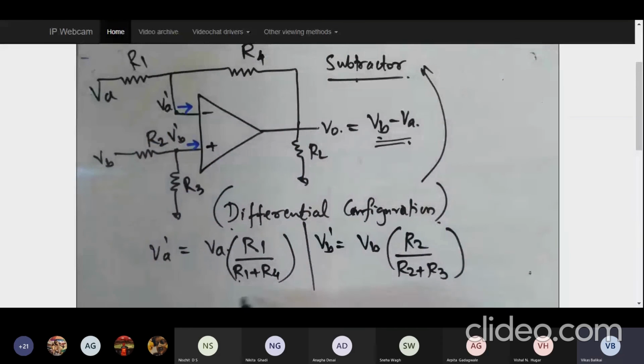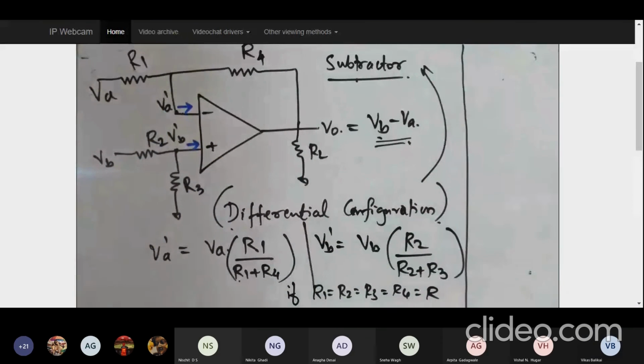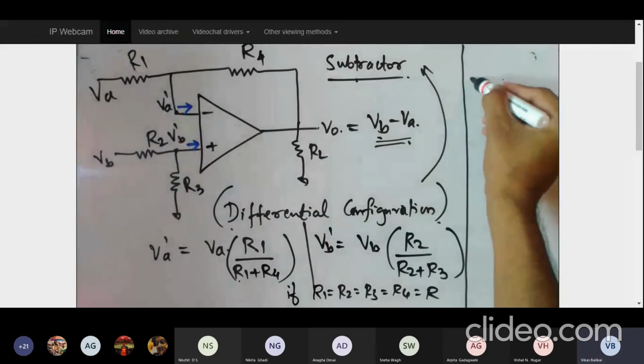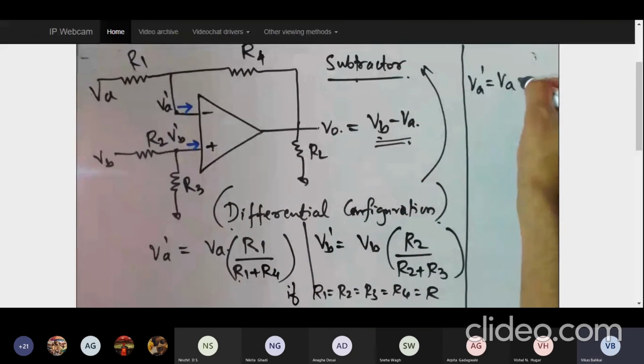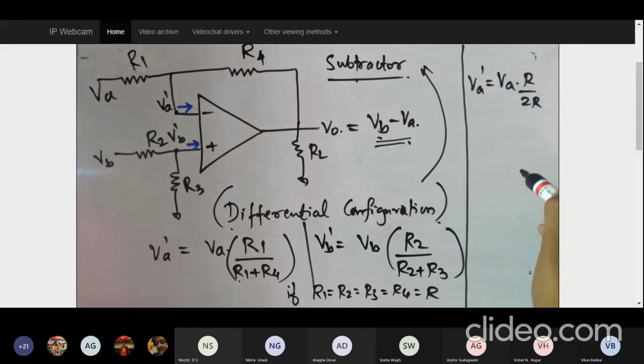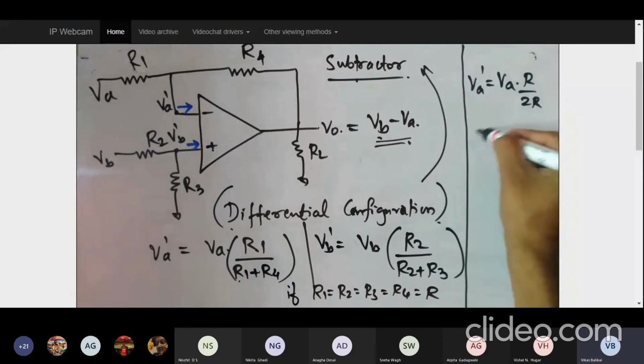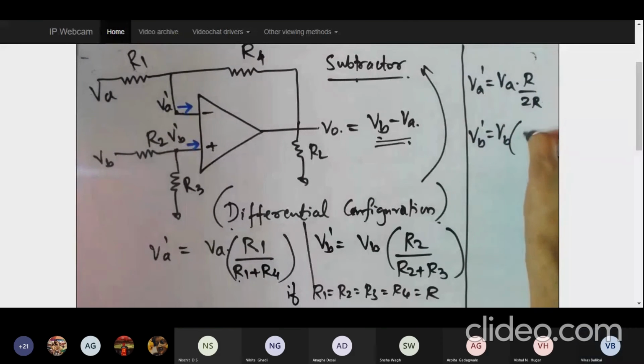Now here, if I consider R1 equal to R2 equal to R3 equal to R4 equal to R, then VA dash will be VA multiplied by R divided by 2R, since R appears everywhere. Fine, this is fine. Then VB dash will be VB multiplied by R divided by 2R.